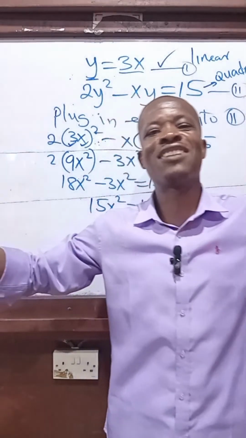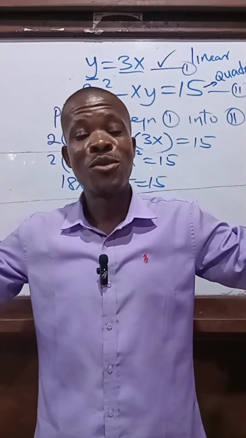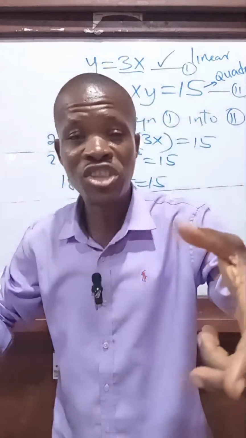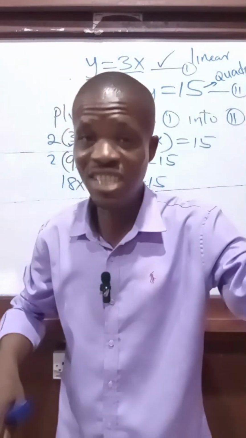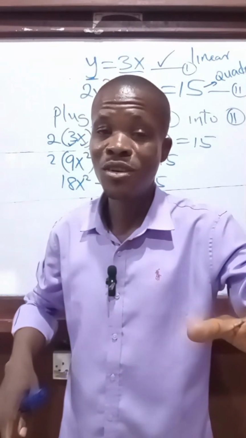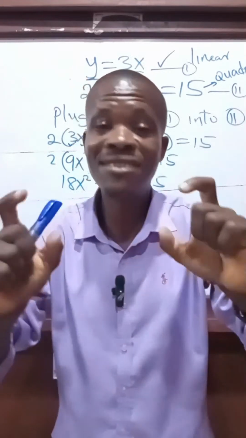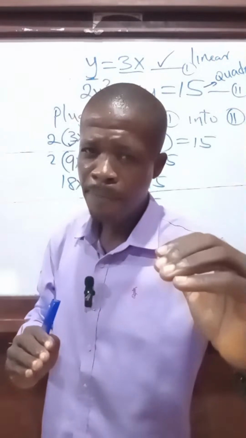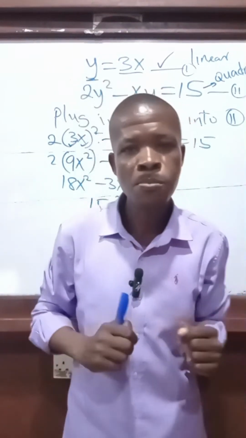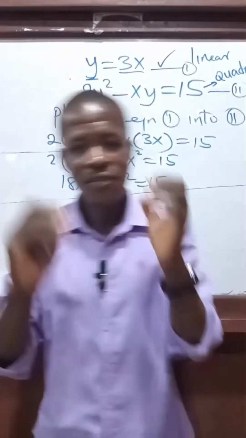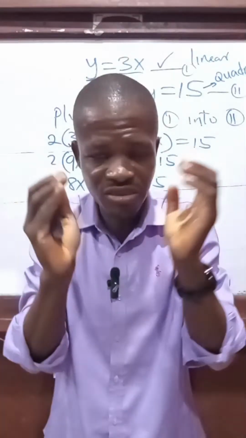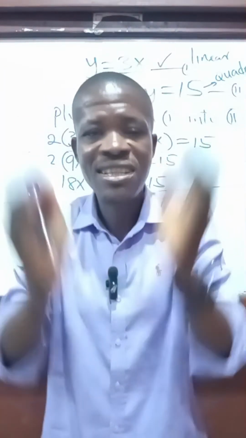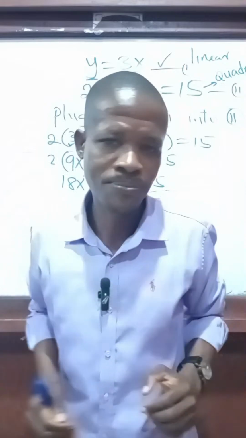We are looking at simultaneous equations, whereby one of the equations is linear, while the second one is quadratic in nature. So it's a combination of linear and quadratic equations. And the method we are using in this aspect is the substitution method.